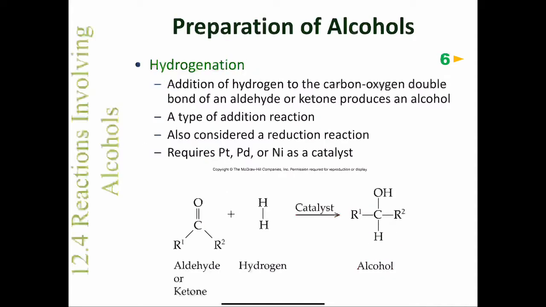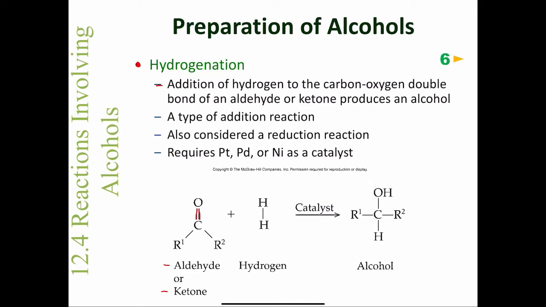Earlier on, we looked at the hydrogenation of an alkene to produce an alkane, but here we're going to look at the hydrogenation of an aldehyde or a ketone to produce an alcohol. It says here that addition of hydrogen to the carbon-oxygen double bond of an aldehyde or a ketone produces an alcohol. And you'll remember that that carbon-oxygen double bond, we have a name for that. We call it a carbonyl.